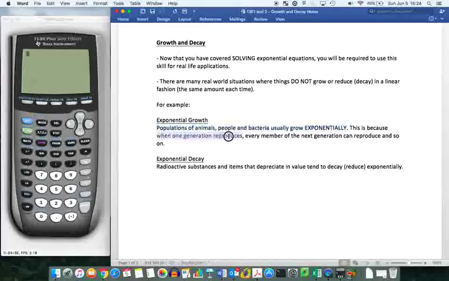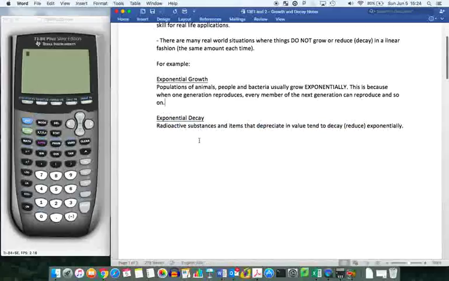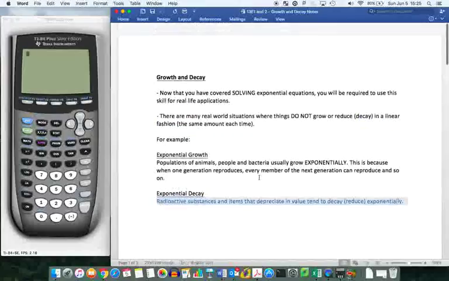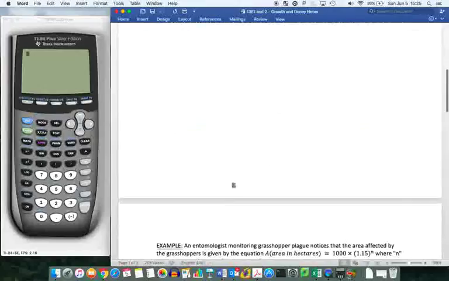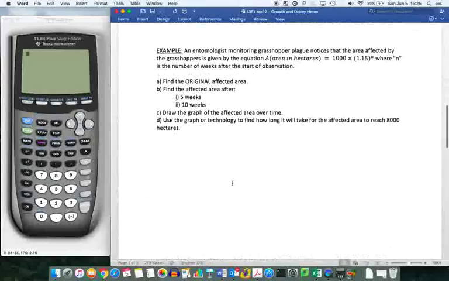So when one generation reproduces, every member of the next generation can reproduce the same amount, and so on, if not more, in real life. Exponential decay, there's only a couple of examples of that. Radioactive substances and things that depreciate in value tend to decay exponentially. So those are a couple of real-world examples of where exponential functions actually apply.